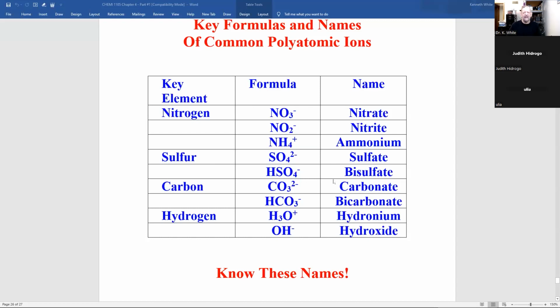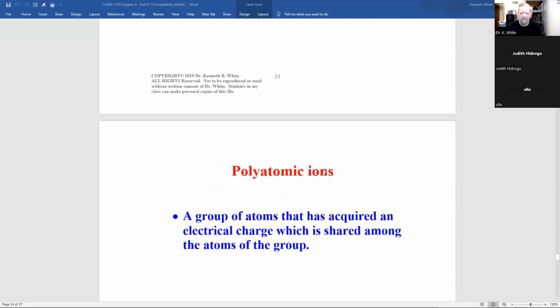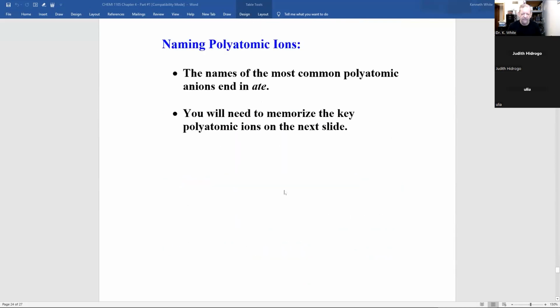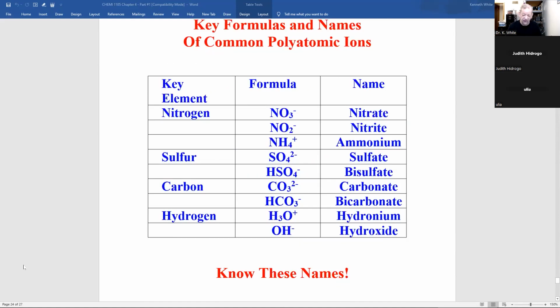All right. Now, yesterday, I started talking about polyatomic ions. I'll never ask on a test, what is a polyatomic ion? But you should be familiar with that. It's a group of atoms that have acquired an electrical charge, which is shared among the atoms of that group. So instead of just having one atom with a charge, these are a bunch of atoms together that share a charge. Now, naming switches off. But there are a few I would like you to know the name. And yesterday, you should be familiar, NO3 minus is nitrate.